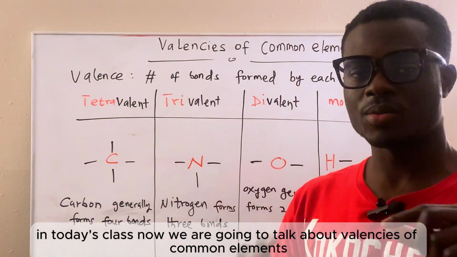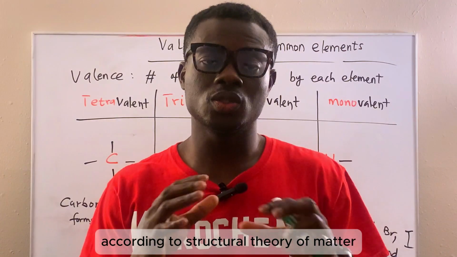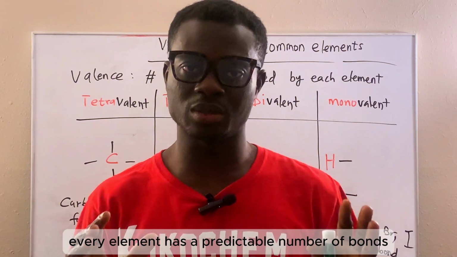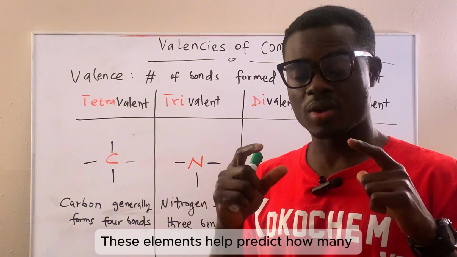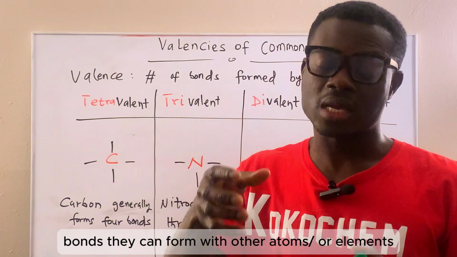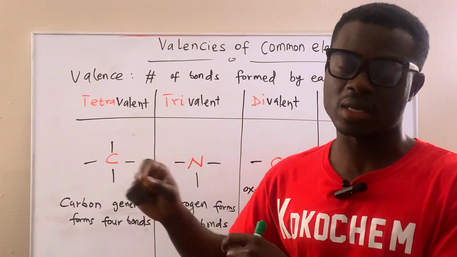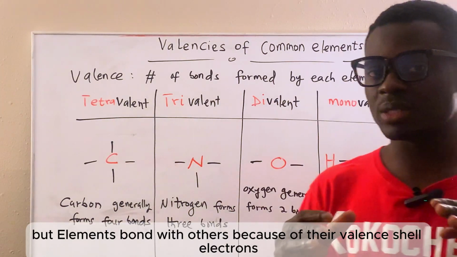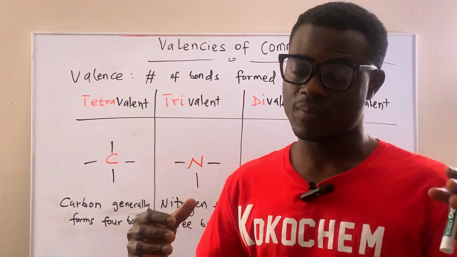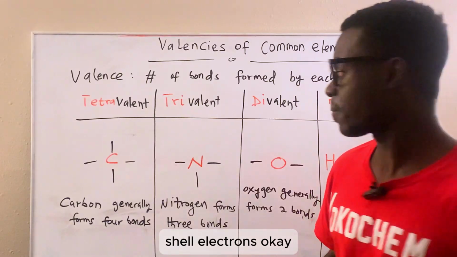In this class, we are going to talk about valencies of common elements. According to the structural theory of matter, every element has a predictable number of bonds. We can predict the number of bonds an atom or element will form when bonded to a different atom or a different element. But which element is bonded to which other element has something to do with the valence shell electrons.